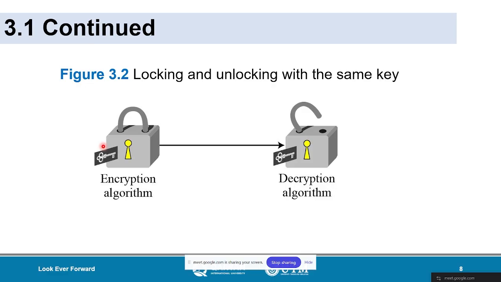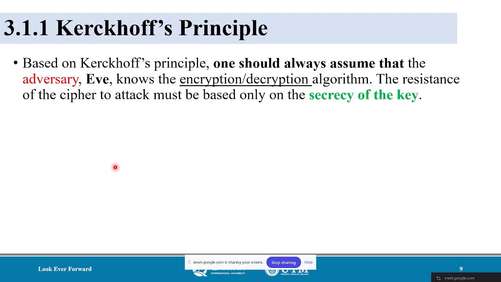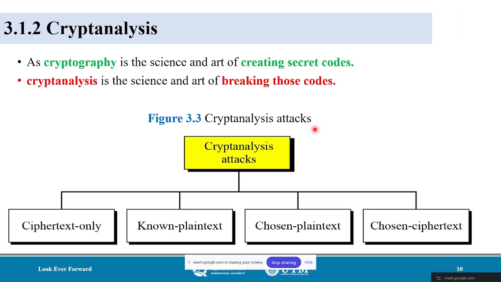So in the symmetric, you should be able to keep the key secret to make sure that no one will know what the key is. This is what Kirchhoff's principle says: everyone knows the encryption and decryption algorithm. However, the secrecy of the key is the point that you need to make sure of.